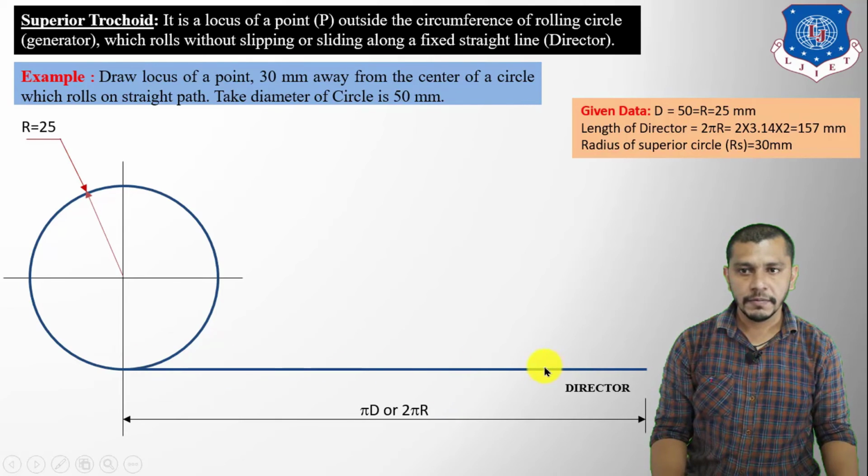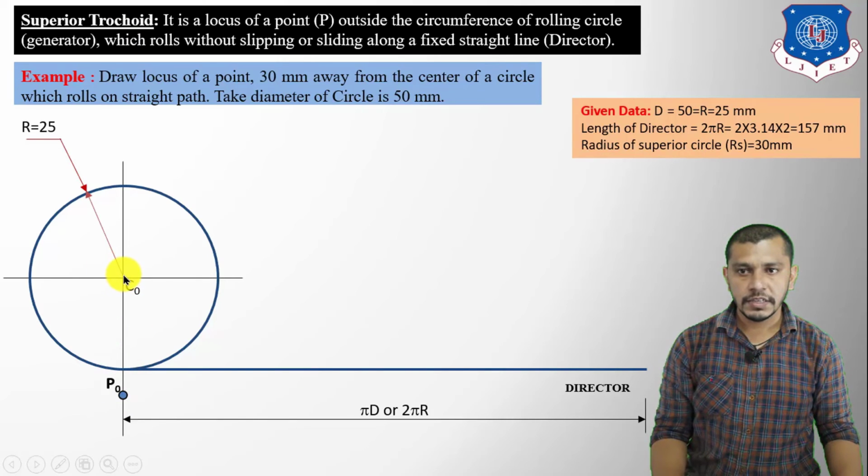Now after drawing this line, we have to mark this point which is 30 mm away from the center of the rolling circle. So mark this point which is 30 mm away from the center C0 of the rolling circle, and which is outside the rolling circle. So we will get the superior trochoid because the point is outside the rolling circle.